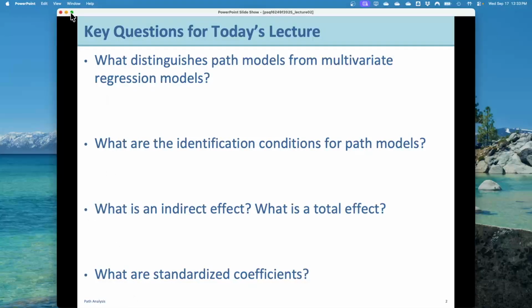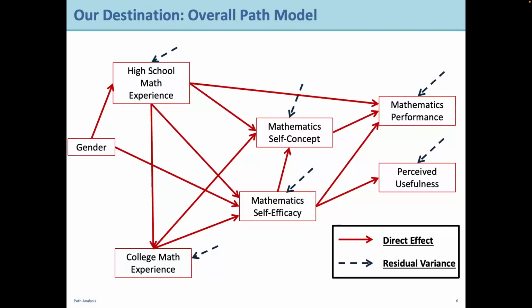All right, now we can see a lecture screen. Here we go. You remember the path model, the motivation for it, right? We wanted to see how mathematics performance and perceived usefulness of mathematics are related to a person's belief that they can do math and some self-concept as a mathematician, and those two are related to how much math you've taken in high school and college, and potentially gender stereotypes as well.